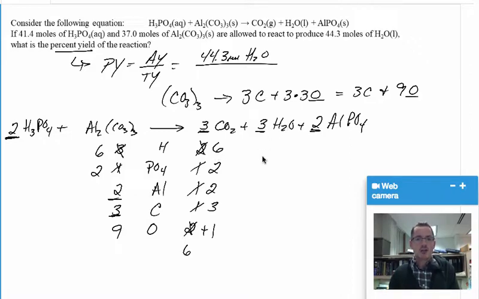And now my oxygens go from 1 to 3. And 6 plus 3 is equal to 9. So I didn't actually have to touch my aluminum carbonate. So my Al2(CO3)3, I didn't have to touch the coefficient out in front of that.